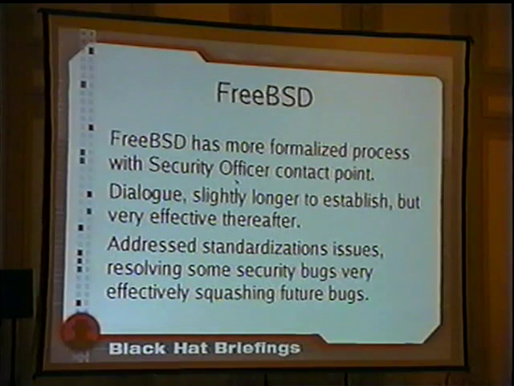I'm talking about address standardization issues here in this slide. What I'm referring to is one particular bit of code with the accept overflow. Basically, the from length in the accept system call was a socklen_t, and this was a signed value in the kernel. And really, why would it be signed? This was a considerable issue. They did change it to be unsigned.